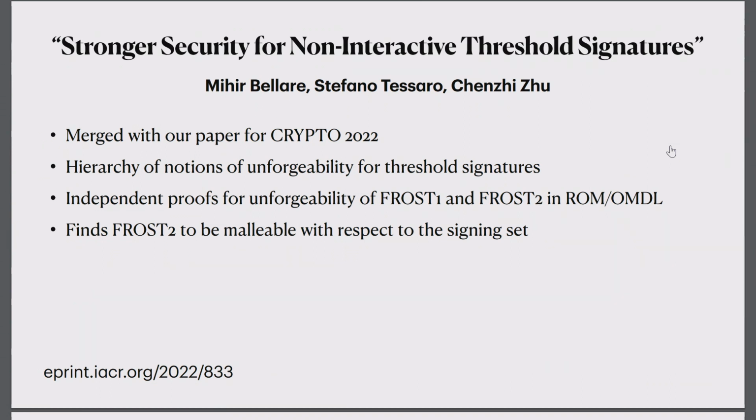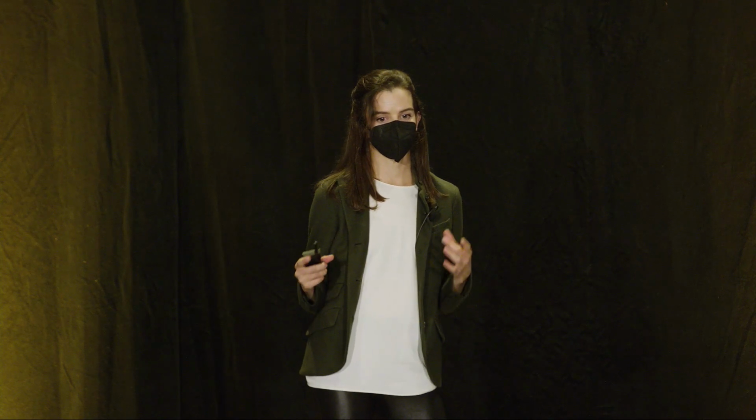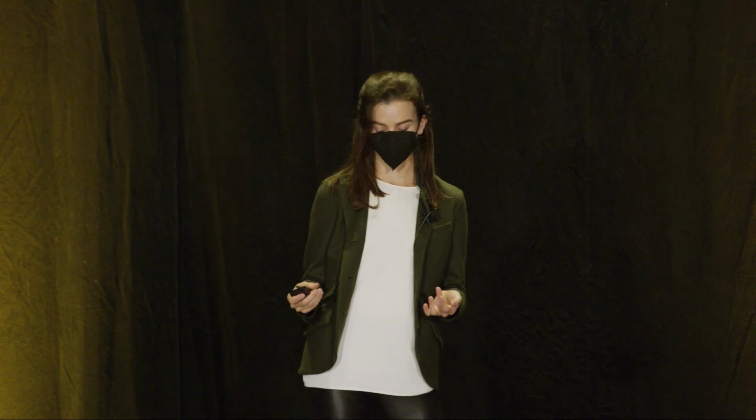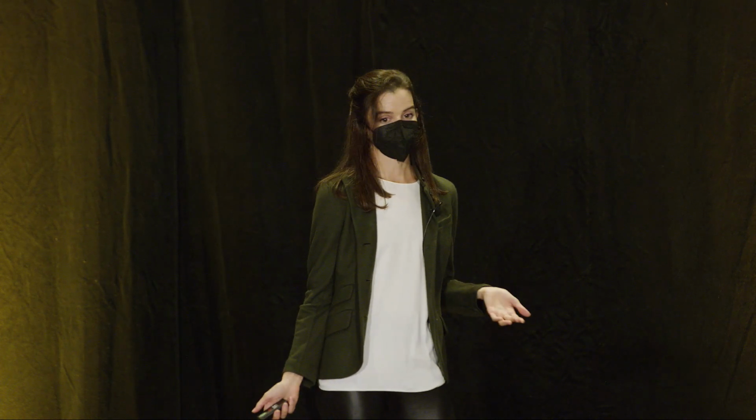Basically, in short, the difference between the two is that Frost 2 is malleable with respect to the signing set, whereas Frost 1 is not. So what do I mean by this malleability of the signing set?